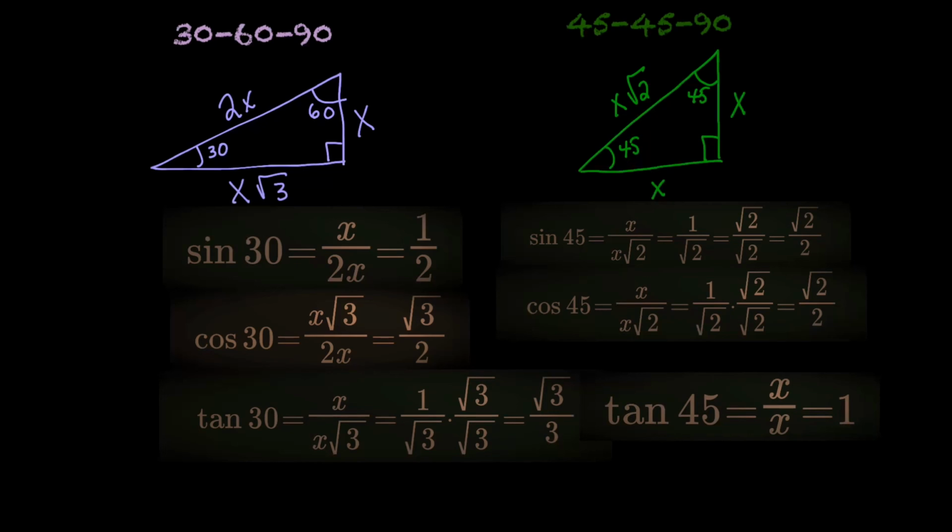Okay, so we've defined the sine, cosine, and tangent as they relate to the angles in a right triangle. We looked at a couple of examples, and now we'll use this information in the next video to define the unit circle.